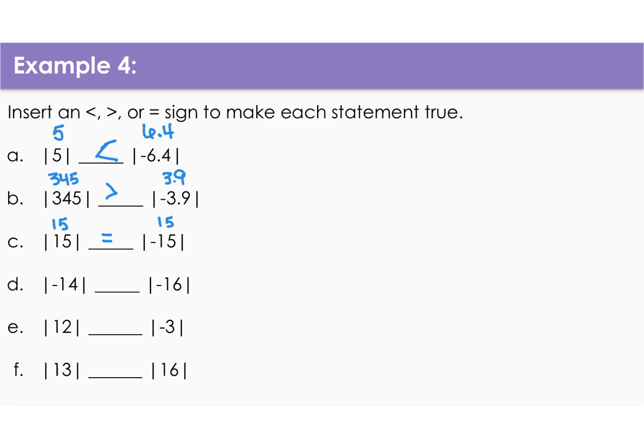Absolute value of negative 14 is 14. Absolute value of negative 16 is 16. So 16 is larger than 14. Absolute value of 12 is 12. Absolute value of negative 3 is 3. So 12 is larger than 3. Absolute value of 13 is 13, and 16 is 16. So 16 is larger than 13.